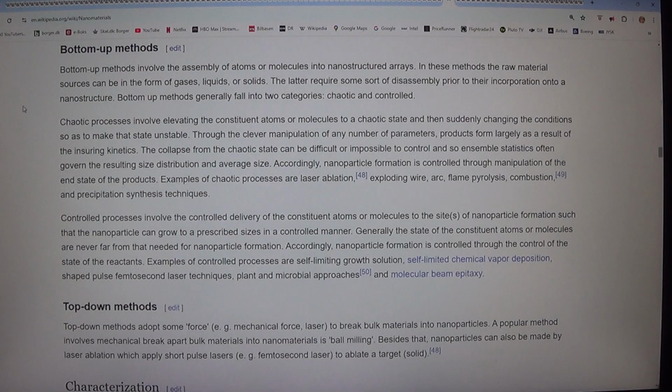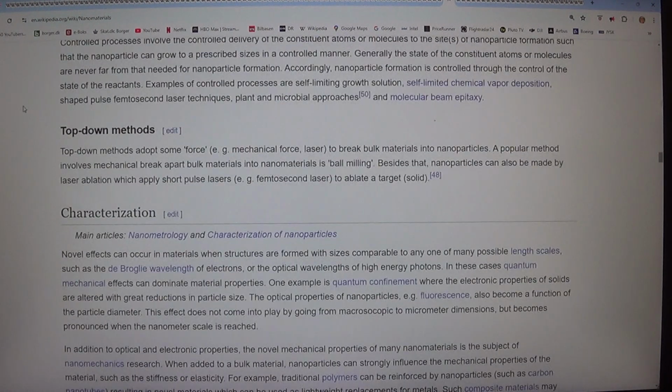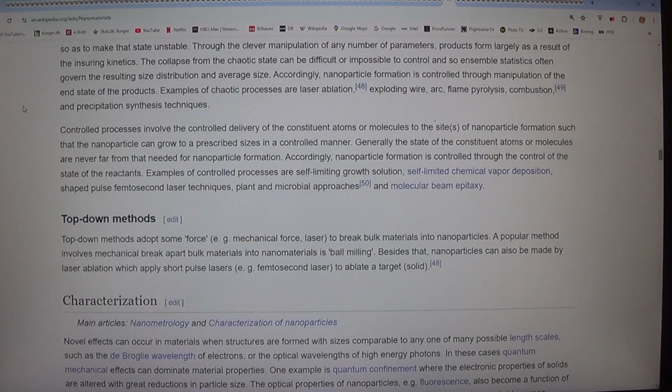The collapse from the chaotic state can be difficult or impossible to control, and so ensemble statistics often govern the resulting size distribution and average size. Accordingly, nanoparticle formation is controlled through manipulation of the end state of the products. Examples of chaotic processes are laser ablation, exploding wire, arc, flame pyrolysis, combustion, and precipitation synthesis techniques.